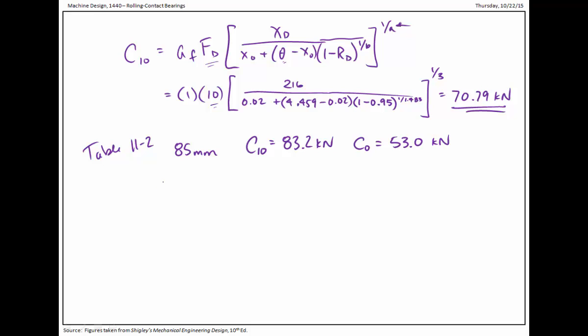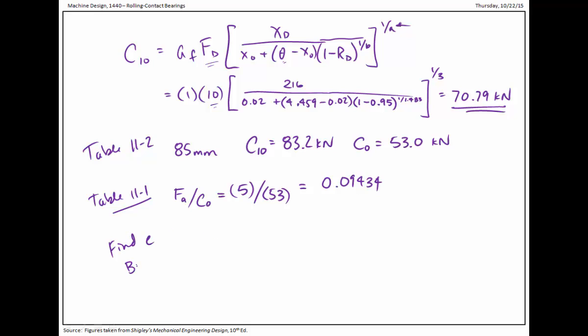So we use that, this is our first guess, and we go to table 11.1, and with that we have an FA over C0 that we use. We have this 5, that's our axial load, divided by 53. And we find 0.09434. Now that's not a value in our table, table 11.1. So we need to interpolate to find E. So we find E by interpolation.